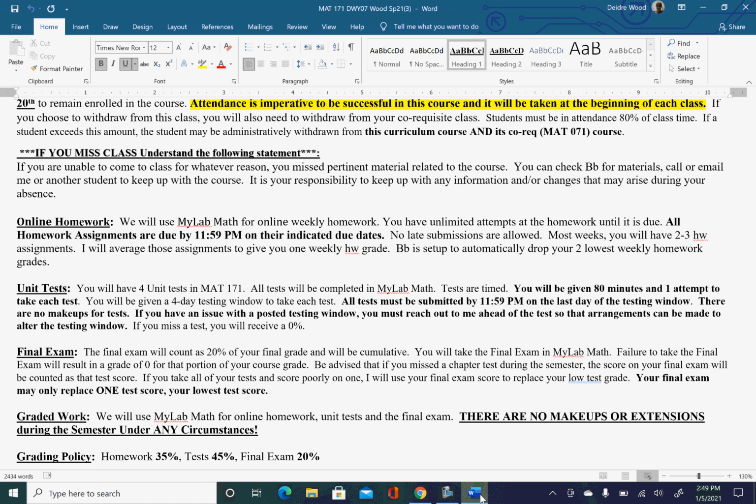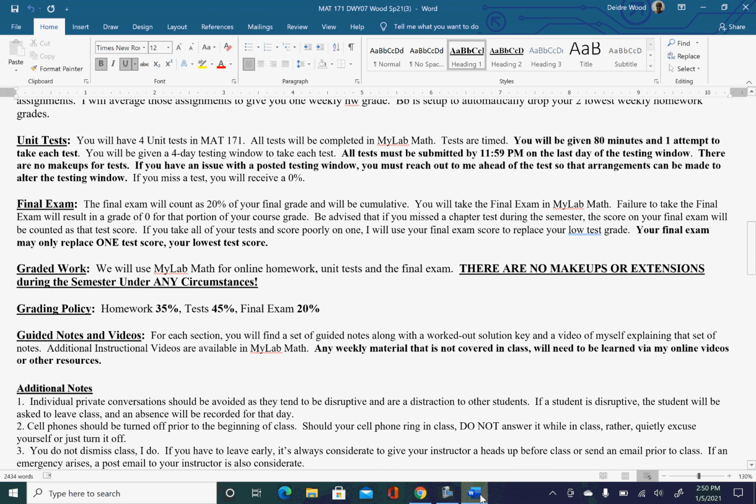Most weeks you're going to have 2 to 3 homework assignments. I will average those 2 to 3 homework assignments to give you one overall weekly homework grade, okay? And then Blackboard is set up to automatically drop your 2 lowest weekly homework grades. So essentially, a semester runs for 16 weeks. So you're going to end up having about 15 to 16 homework grades. Blackboard is going to be set up to drop 2 of those, okay? Because like I said, I'm averaging, let's say for one week you might have sections 1.2, 1.3, 1.4 due. I'm going to take those 3 grades, average them, and give you one homework grade for that particular unit, for that particular week, okay?